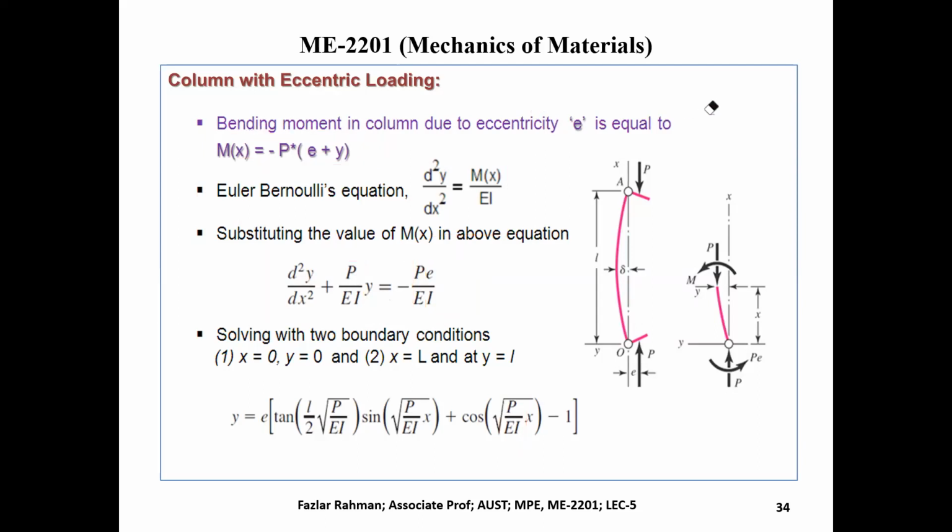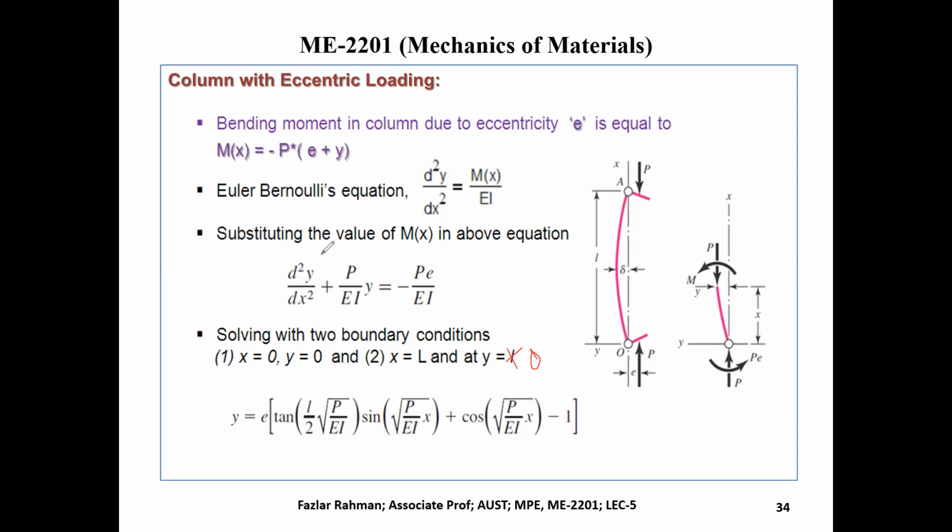Now, what is the boundary condition? You look at this figure. If x equal to 0, then y equal to 0. Y equal to 0 means along this direction there is no deflection at point x equal to 0. Similarly, if x equal to L, along the y direction there is no deflection. So here is a mistake. It should be 0 over here. So x equal to 0, y value 0. X equal to L, y value also 0.